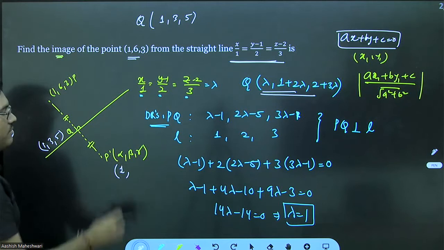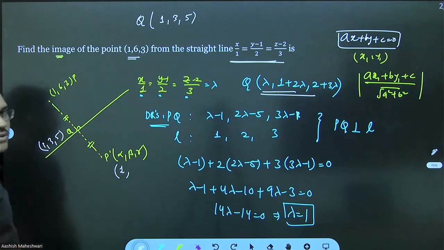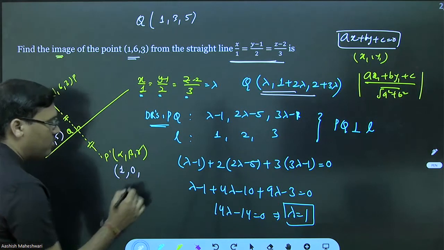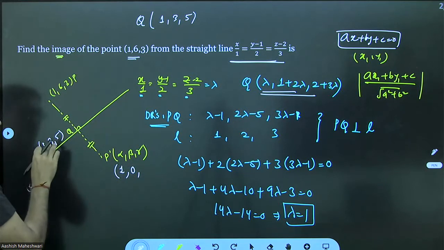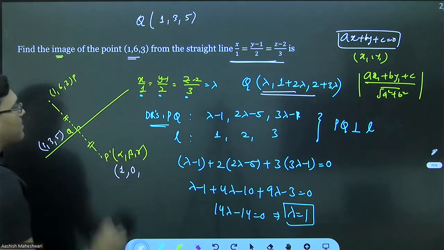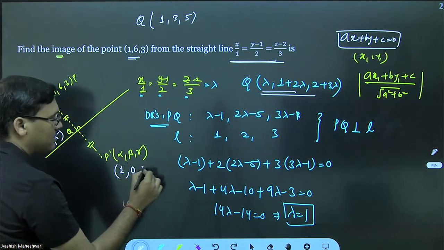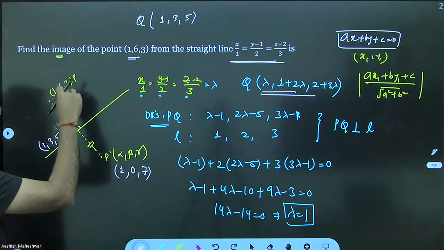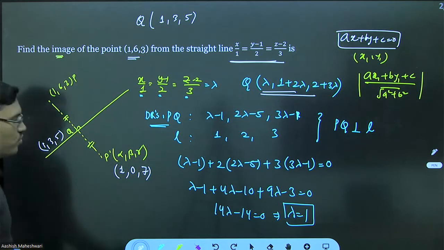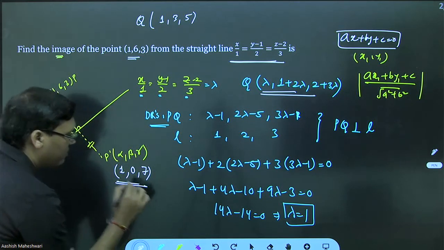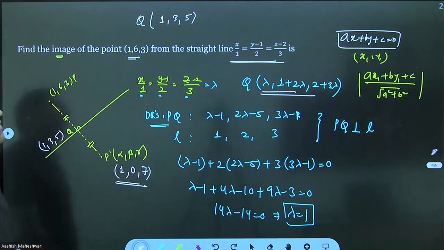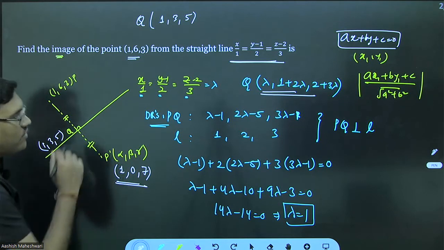Similarly, what is beta? Beta plus 6 by 2 should be equal to 3. You can clearly see beta will be equal to 0, because 6 plus 0 by 2 will give you 3. Similarly, what is gamma? Gamma, we want 5 here. It is 3 here, so it has to be 7 here, because 7 plus 3 will become 10, and 10 by 2 is equal to 5. So what is the image of the point? The image of the point is 1, 0, 7. This is how you can find the image.